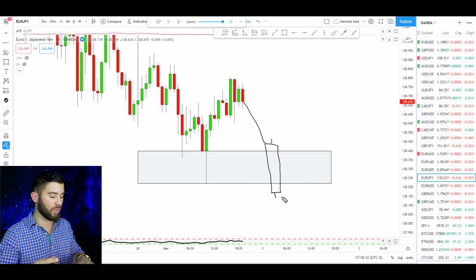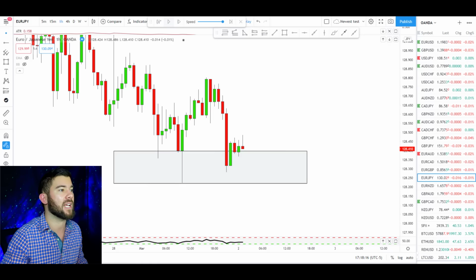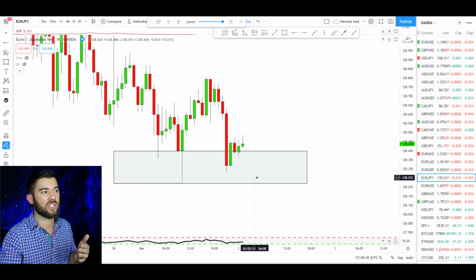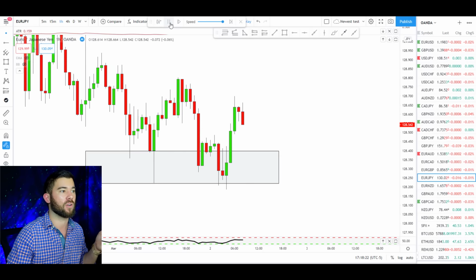So those are my objective rules for a double bottom. We'll click play here and see what the market does. As you can see, we've now entered into my termination zone. We have not closed below it. Therefore, we have a valid double bottom so far.